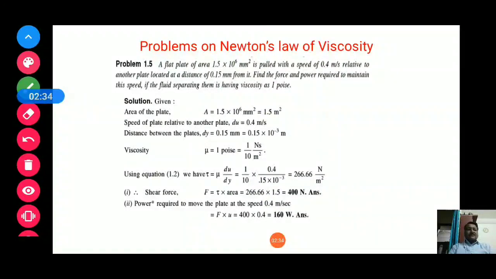Today we are going to see different examples on Newton's law of viscosity. So we are going to start with the first example. According to Newton's law of viscosity, shear stress is directly proportional to velocity gradient. If we replace it with a proportionality constant, then tau is equal to mu du by dy. Du is the change in velocity and dy is the change in distance. Tau is the shear stress and mu is the dynamic viscosity. By using this formula we are going to solve the first example.